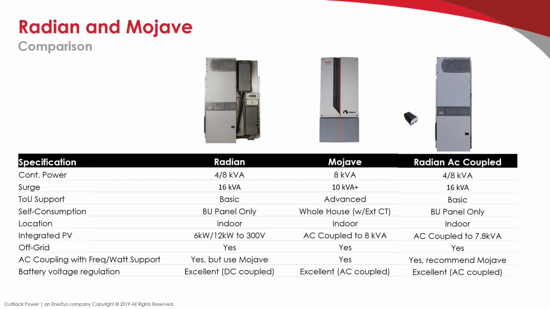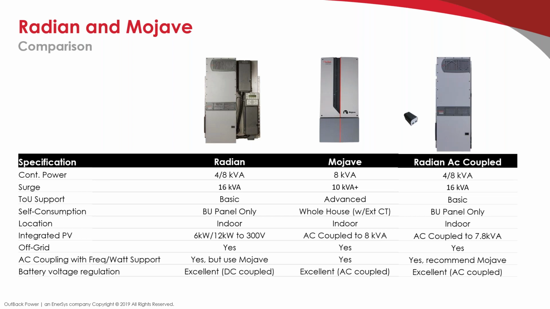So just to compare it to the Radian, you'll see we've got the 4 kilowatt and the 8 kilowatt versions of the Radian with the regular FPR as well as the AC coupled bundle. It's pretty similar in terms of the applications it's designed for, but because we have that CT and that CT is delivered with the unit, you don't have to buy it as an accessory. It comes in the box.